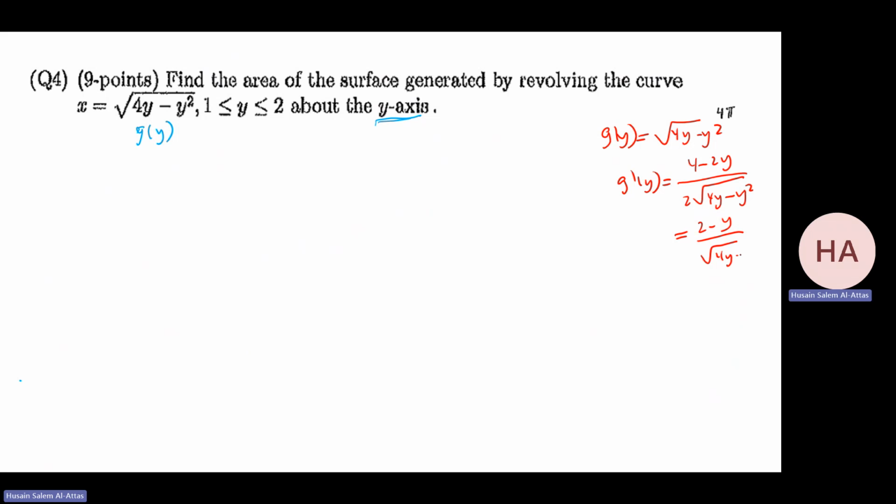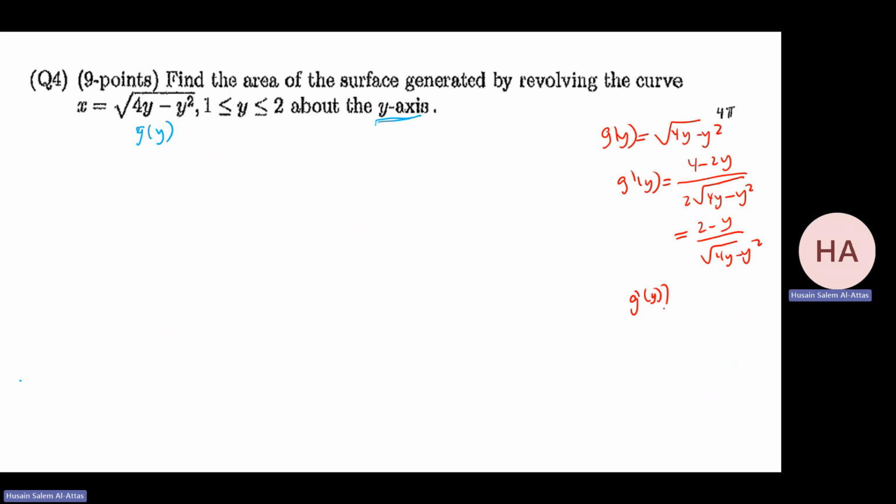Okay, find the area generated by revolving the curve about the y-axis. Okay, so this is g of y. This is g of y. So I have g of y is this. G prime of y will be what? 2 square root of 4y minus y squared, and I have 4 minus 2y. So that is 2 minus y over this.